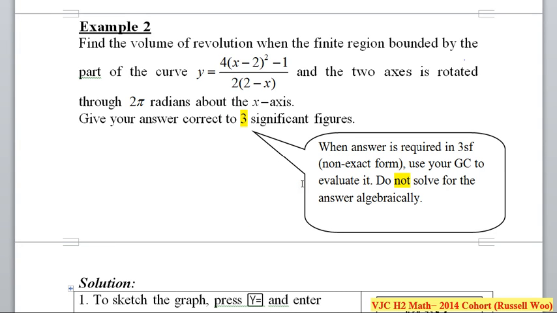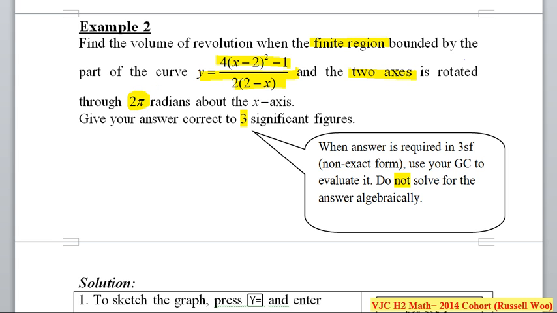Okay, example 2. Find the volume of revolution when a finite region bounded by the curve, let's take a look at this curve, and the two axes. Now remember that same idea as volume. Whenever we see a question, we will try as much as possible to sketch it, to know exactly what we are talking about, what is this region that we're talking about.